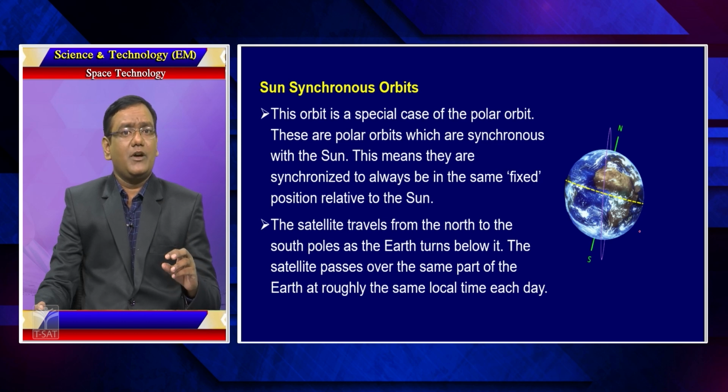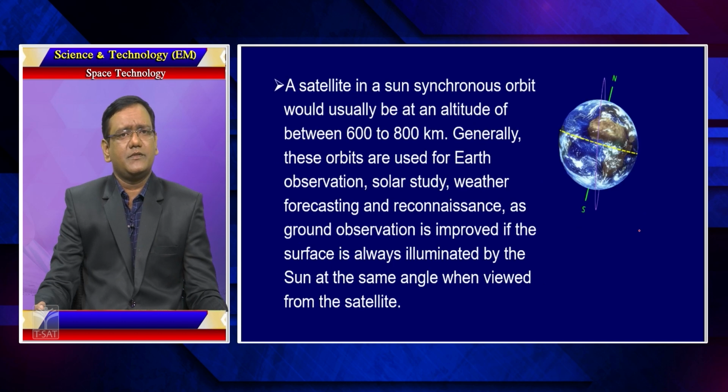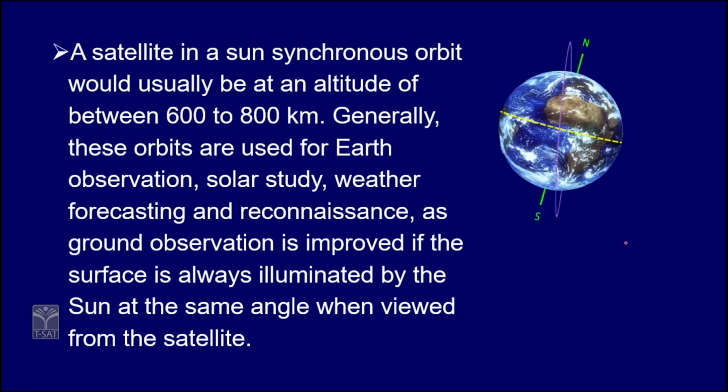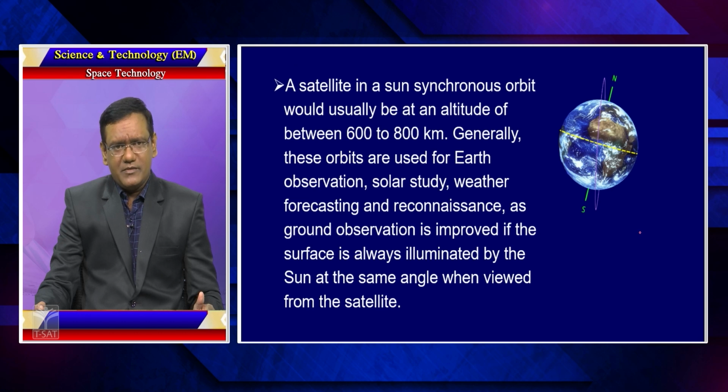So if you want to observe Hyderabad every day at a particular time, then we will be using the sun synchronous orbits. If we want to observe a place at a particular time, we will be using these sun synchronous orbits. A satellite in a sun synchronous orbit would usually be at an altitude between 600 to 800 kilometers. Generally, these orbits are used for Earth observation, solar study, weather forecasting and reconnaissance.